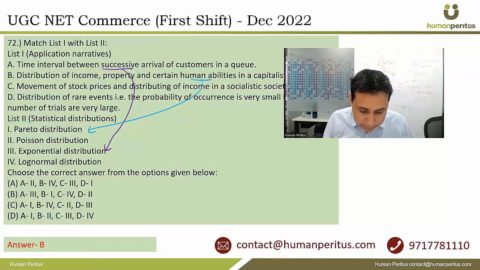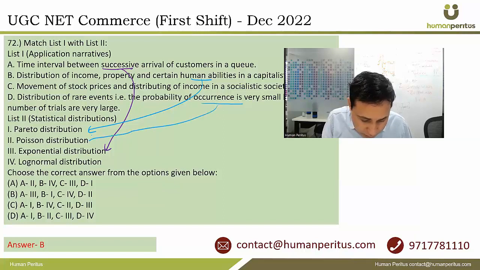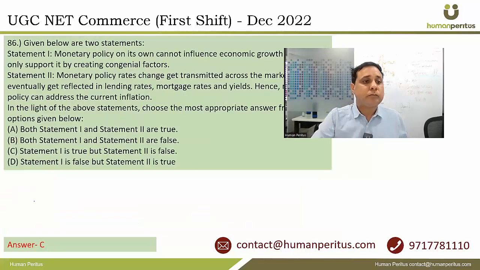Okay, and distribution of rare events where probability of occurrence is very small and trials are very large. So this will go with what? This will go with Poisson distribution, which is option 2. Therefore, correct answer is B. Next one, monetary policy.